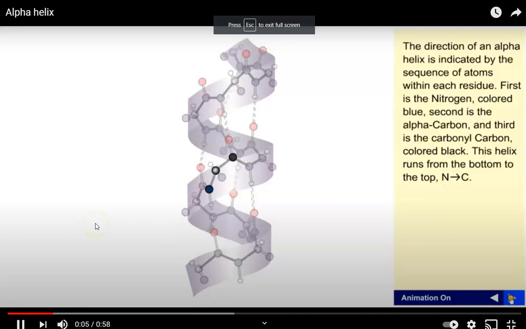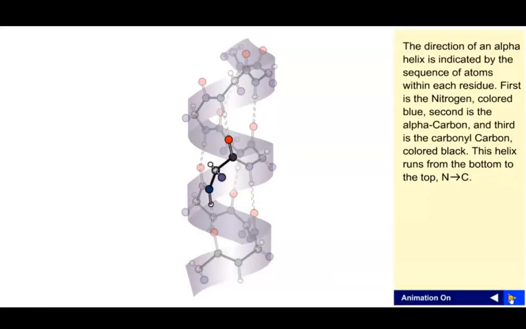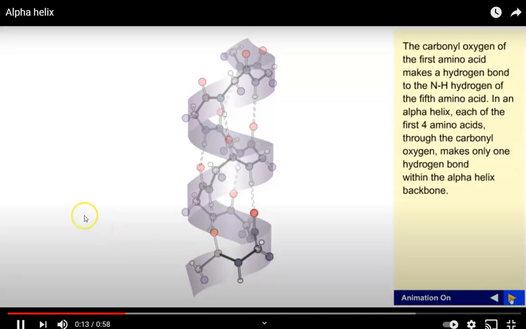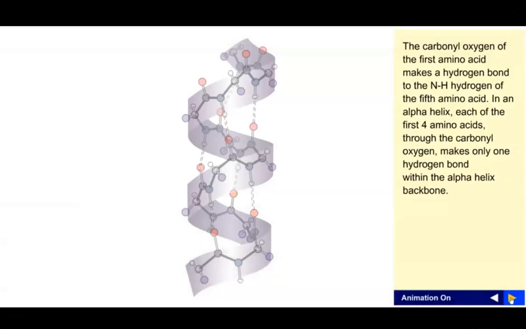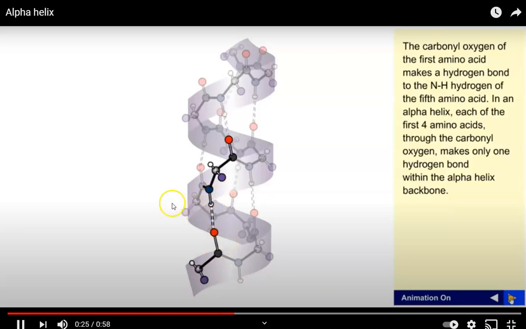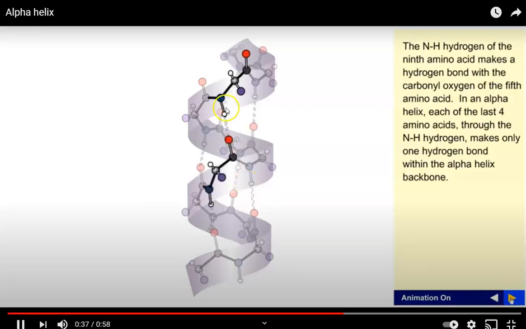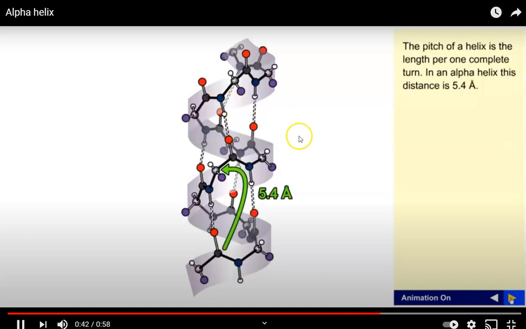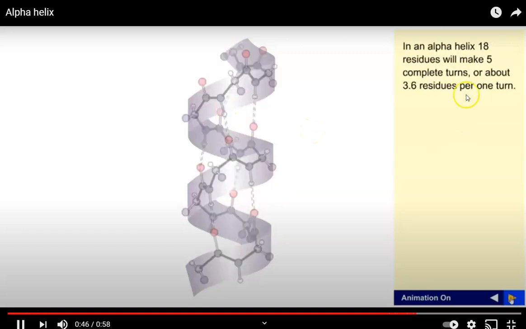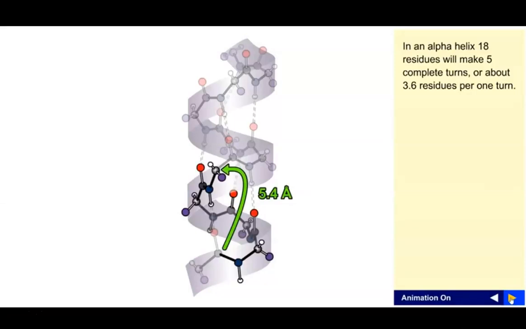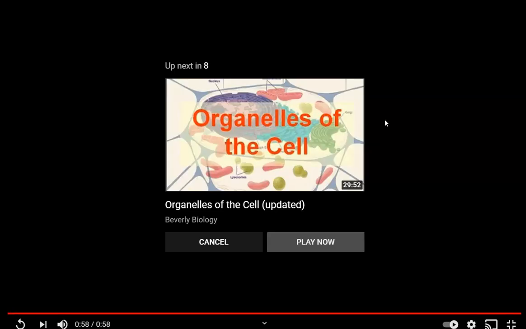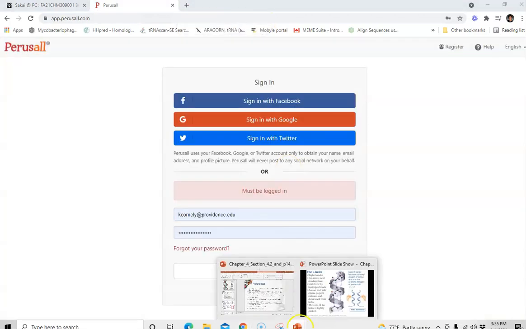What this video will do for us is count amino acids. Again, here we have amino acid 1, 2, 3, 4, 5. So this is amino acid 1, and that's amino acid N+4, or amino acid 5. So you go 1, 2, 3, 4, 5, and again it's going to show the hydrogen bond between the carbonyl group of the nth amino acid and the NH group of the N+4 amino acid. If you have 18 amino acid residues, it will make about 5 complete turns, which works out to 3.6 amino acids per turn.